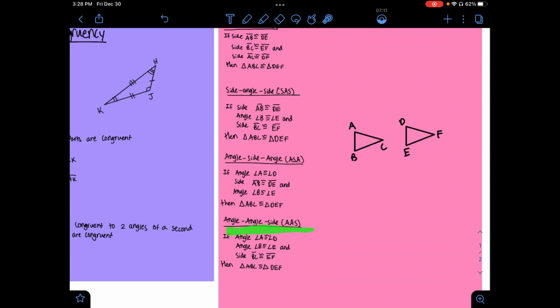Then we have angle, angle, side, which is also AAS. That's if angle A is congruent to angle D, angle B is congruent to angle E, and side BC is congruent to side EF. And then those two triangles are congruent. So remember, it's angle, angle, side.